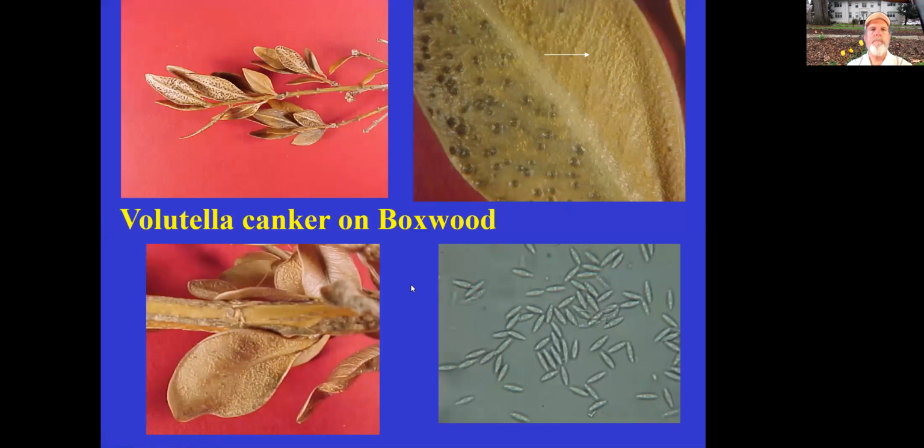Here's a pretty nasty problem on boxwood, and it's called Volutella canker. Now, if you've been keeping up on boxwood, you know there's a boxwood blight out there too. If you look at this, it's more of a yellow spore-looking fungal material on the bottom of the leaves. If it was boxwood blight, it would have more of a whitish color.